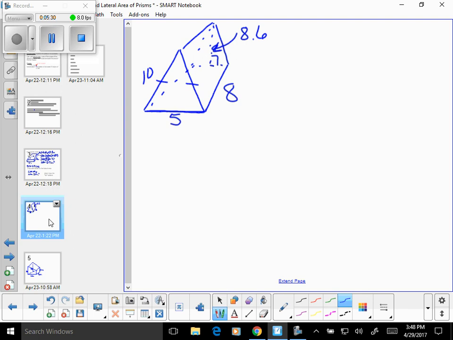Okay, now for triangular prisms. These are a little tougher again. Hang in there.